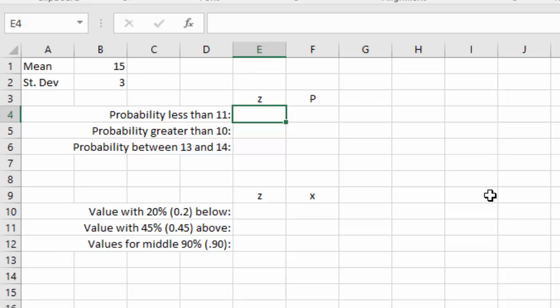Now first we have to calculate the z-score in order to calculate the normal probabilities. Excel can do that if we hit equals, open a parentheses, because we need to make sure the numerator happens first, and we know we take the value minus the mean divided by the standard deviation. Here the value is 11, minus the mean of 15, close the parentheses, divide by the standard deviation of 3. And I get a z-value of negative 1.333.